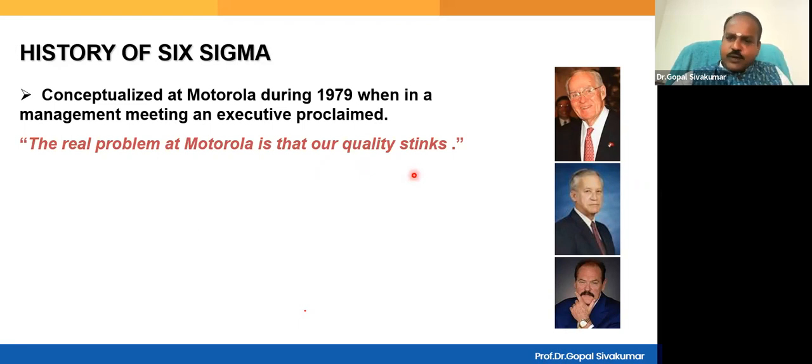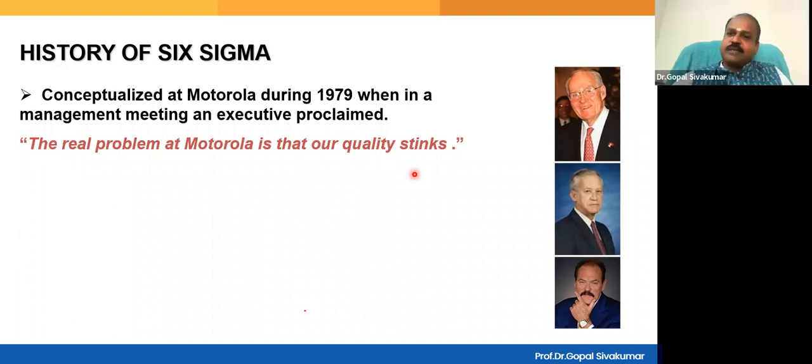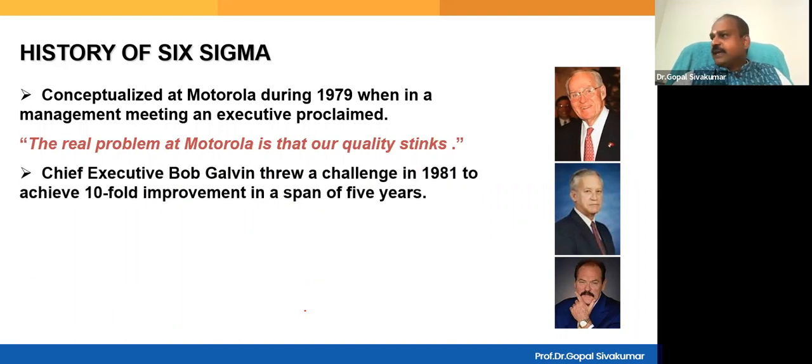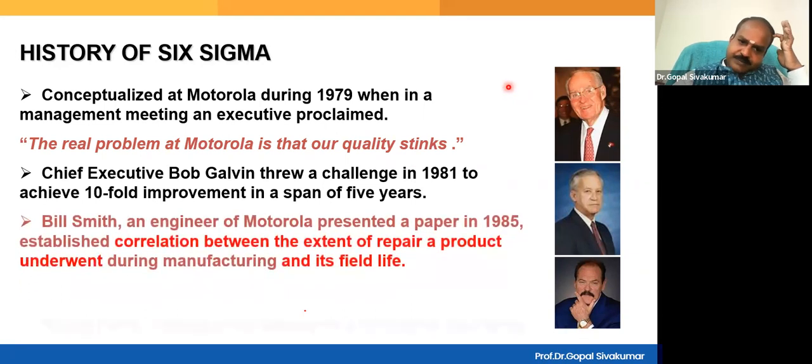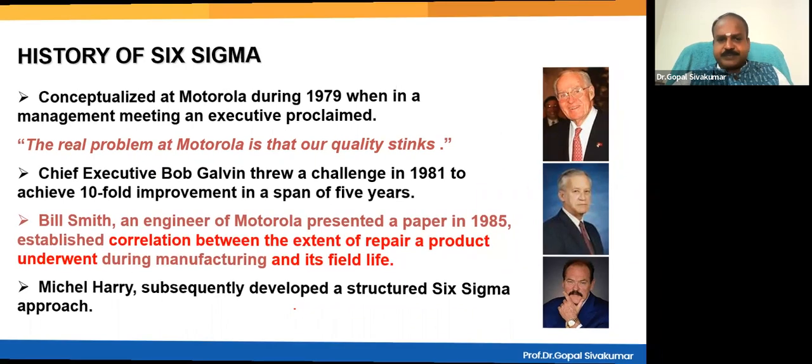Means there is a competition. Competitors are growing. Is it not a problem for you? Yes, it is a problem. If you allow them, then what will happen? One day they will kick you out. So to avoid that happening, you should improve your quality, right? So that is the reason they embarked on Six Sigma. So he is known as father of Six Sigma, Bill Smith, right?